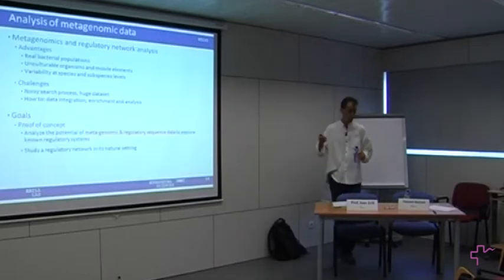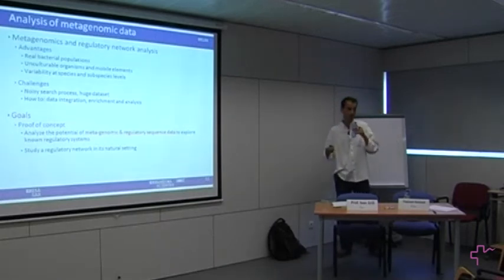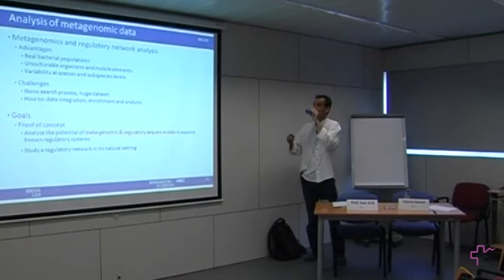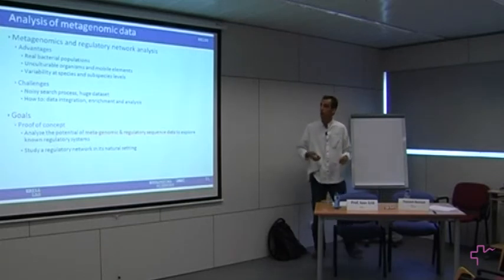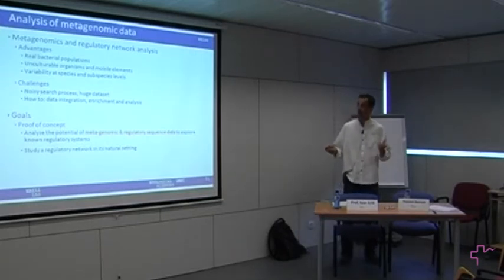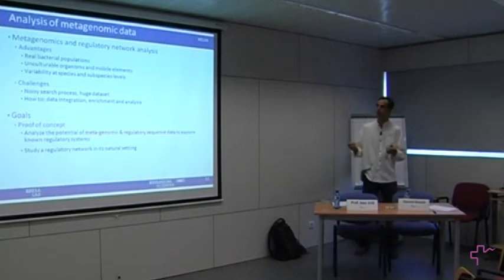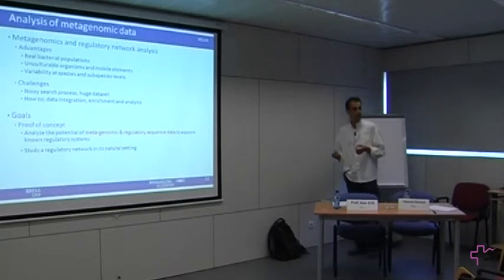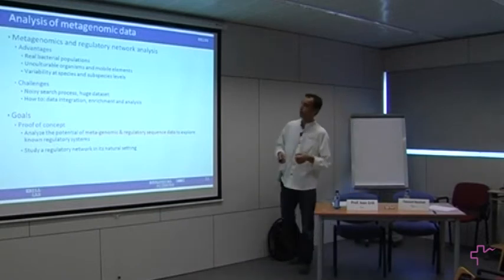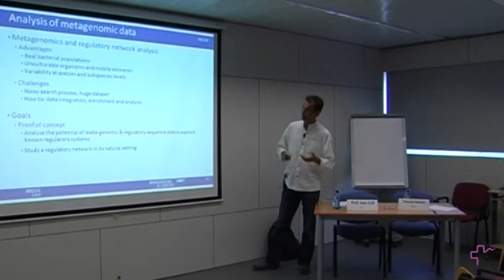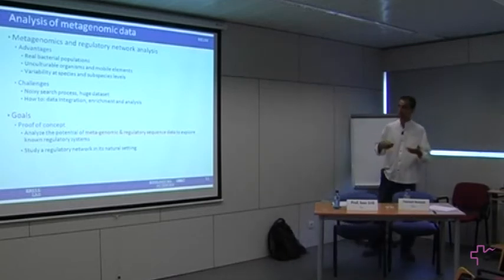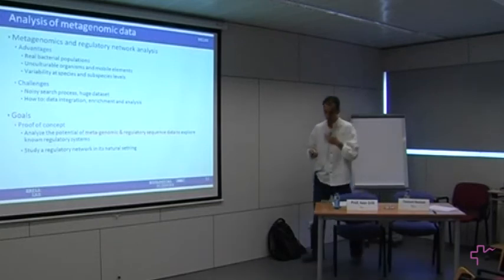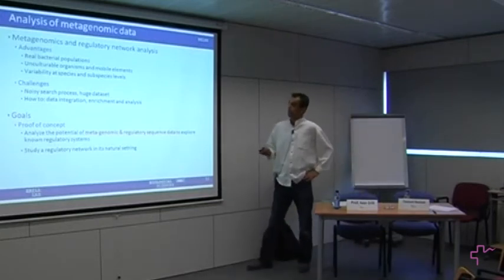And of course, if you were able to do this, there are advantages to using metagenomic data. Again, we get to see real bacterial populations. We also get to see all the unculturable or uncultured elements, mobile genetic elements like phages, transposons, all that stuff that's floating around and typically not sequenced in a normal genome sequencing project. And we get to see a lot of variability in terms of polymorphism and strains and substrains that's not visible in genomic approaches. So those are the good news.